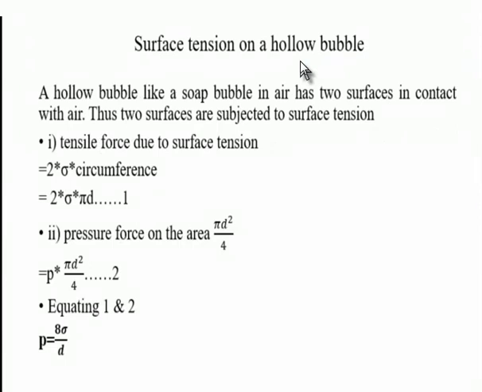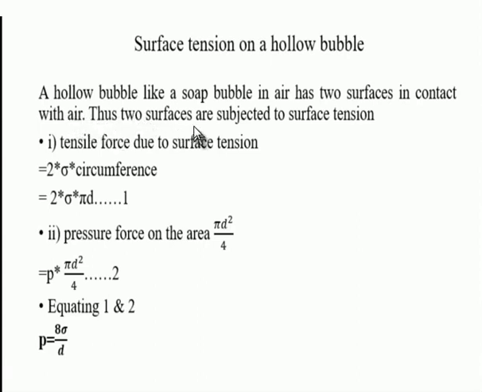That is for the liquid droplet, and this is for the hollow bubble. A hollow bubble like a soap bubble. So already we know how the soap bubble has its shape. It will float in the air only. The hollow bubble like a soap bubble in air has two surfaces in contact with the air.